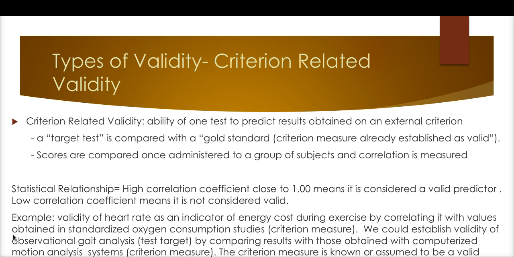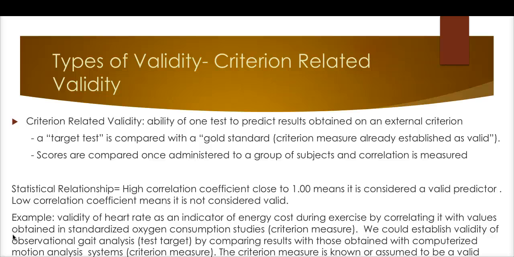Next we have criterion validity. This establishes the validity of an outcome measure by comparing it to another. So it would be compared to an already established measurement. And most importantly, it would be compared to a gold standard, something that's considered the best.